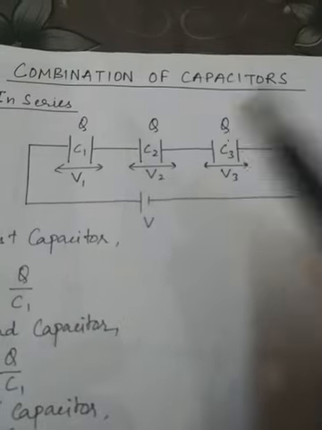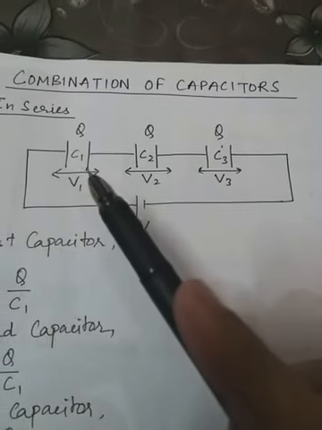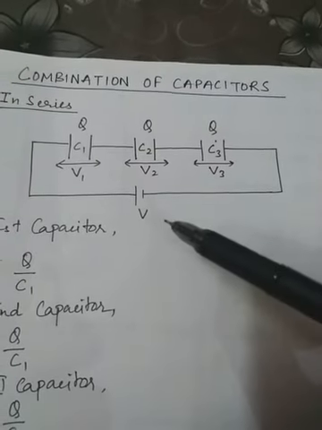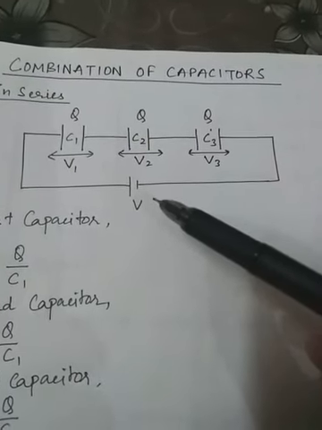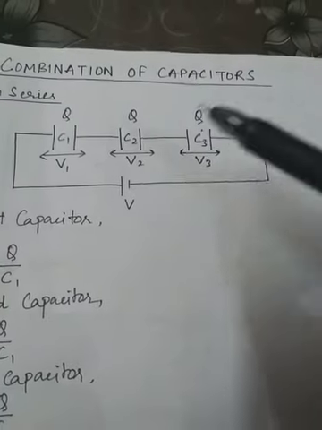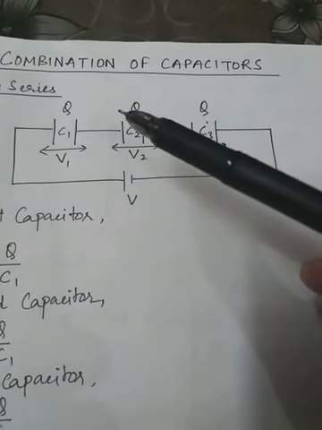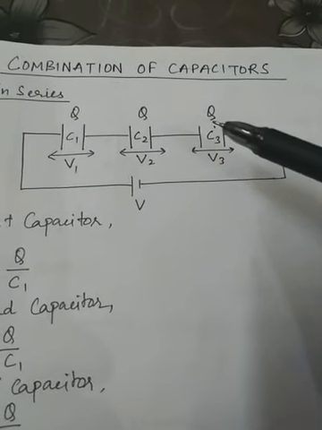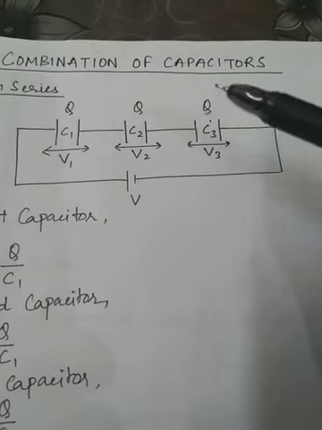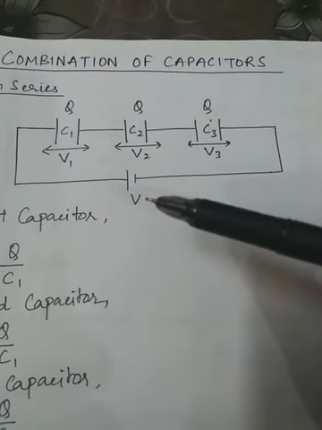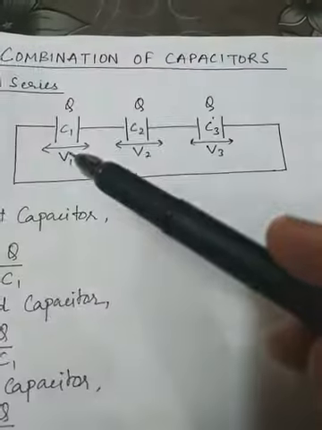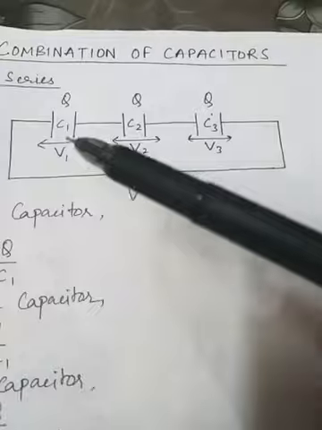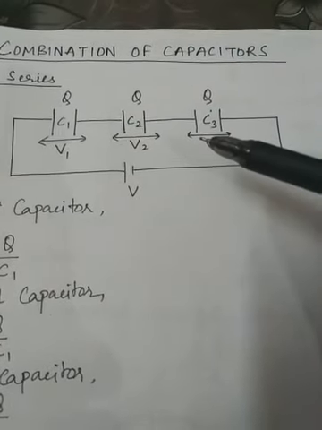Let us suppose we have three capacitors C1, C2 and C3, and they are connected in series with a terminal potential difference of V. As they are connected in series, therefore charges on each capacitor will be same. As you know, the charge is always same in series, and this total terminal voltage is actually divided into three parts: V1, V2, V3, as per on each capacitor respectively.